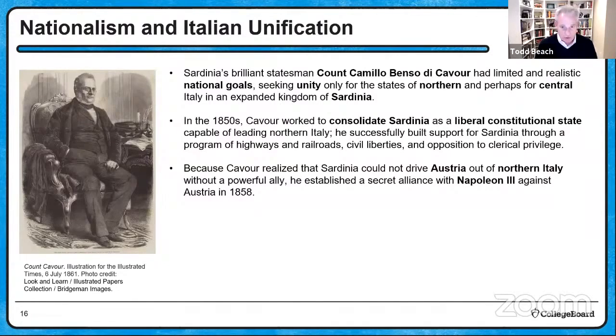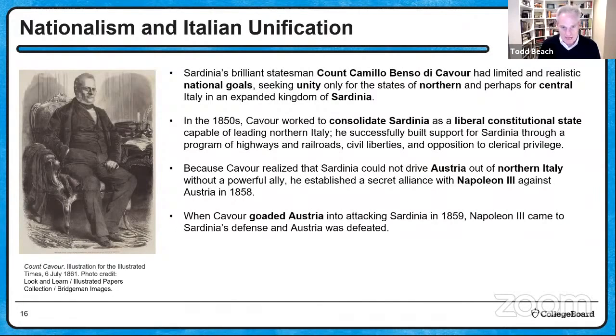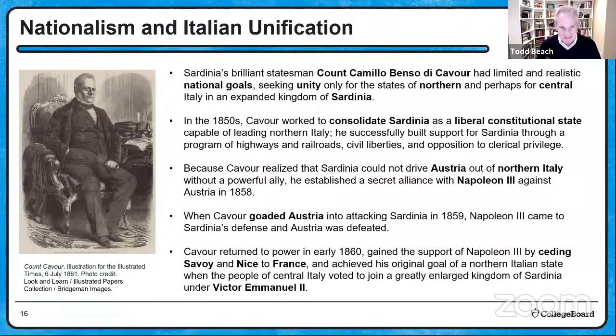So he enters the secret agreement with Napoleon III. And he basically has to get Austria to throw the first punch, if you will. And so he goads them into attacking. And Napoleon III, through the secret agreement, comes to the defense. Austria is defeated. Napoleon III backs out at the last minute, but it's going to work out because Cavour is going to return to power. He's going to gain the support of Napoleon and France, which he needs to keep Austria in check. And he's going to give up Savoy and Nice to France. And he's going to achieve that original goal.